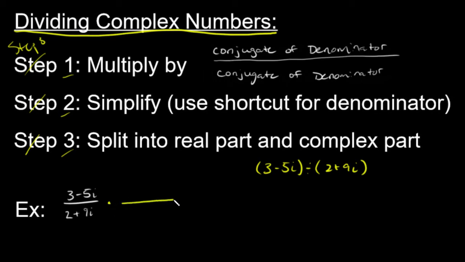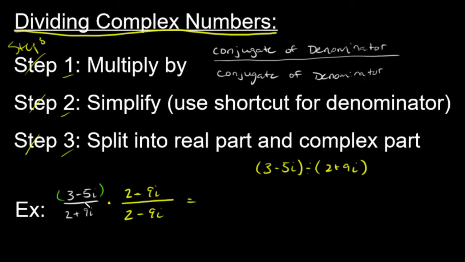What is the conjugate of the denominator? Well, the conjugate of the denominator, I know that's kind of hard to say over and over, is 2 minus 9i. The sign on the complex part changes. So you multiply by 2 minus 9i over 2 minus 9i. Okay? And what happens is you need to simplify now.